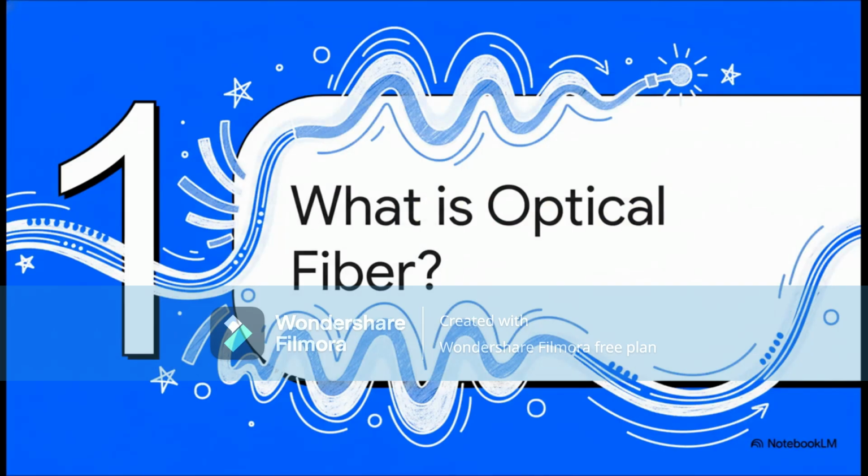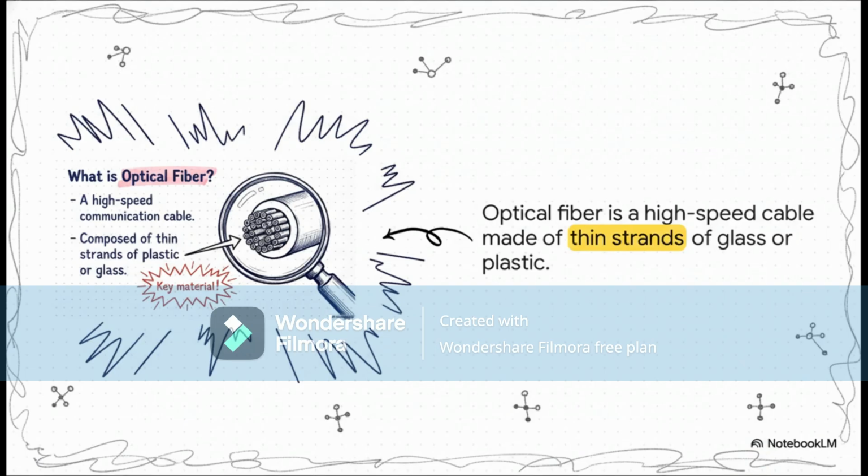So, first things first, what in the world is an optical fiber? Let's break it down to the basics. Okay, so what you're looking at is a special kind of high-speed communication cable. But here's the really cool part, and this is a key detail for your exams. It's not made of metal like a normal wire. It's actually made of super thin strands of glass or plastic. Some of them are as thin as a single human hair.